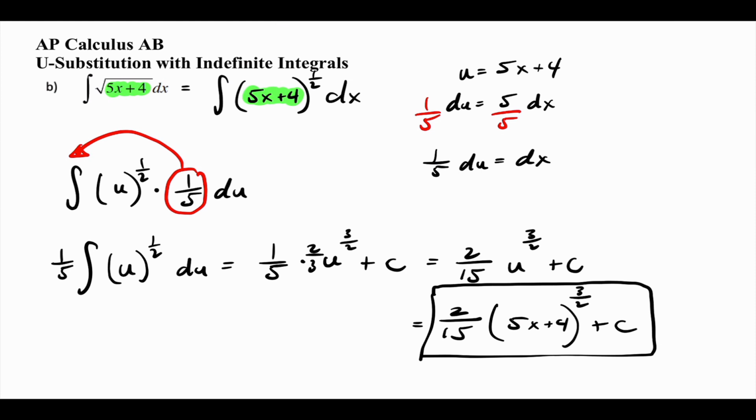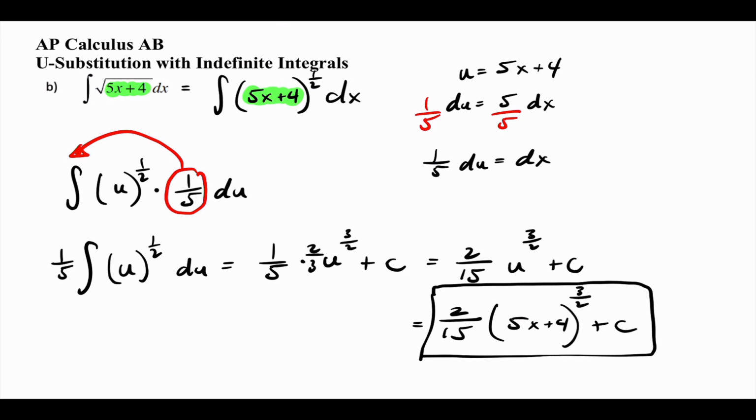Find the derivative of u. So u is 5x plus 4. Du would just be 5 dx. Solve for dx. Plug everything back in.